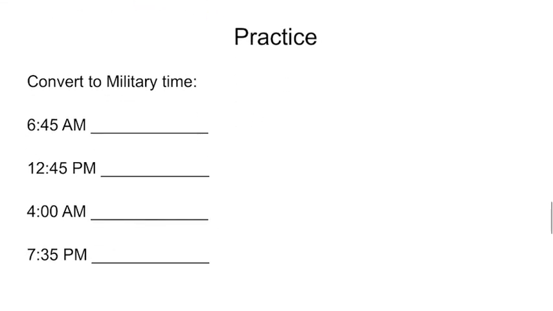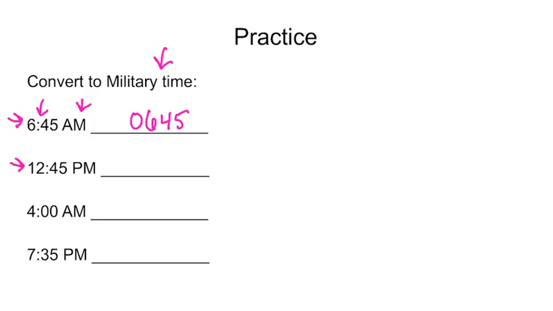So here's a little bit of practice. Convert to military time. If I have 6:45 a.m., I'm going to get rid of the colon and I'm going to get rid of the a.m. So I have 6:45. That's not 4 digits though. So I need to add that 0 in front of the 6. That 0 indicates a.m. 06:45. That's how that is written.